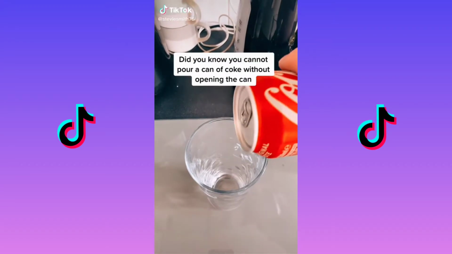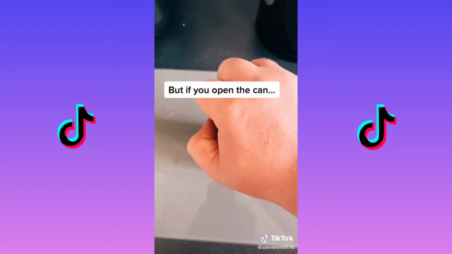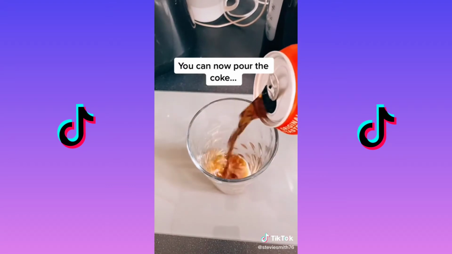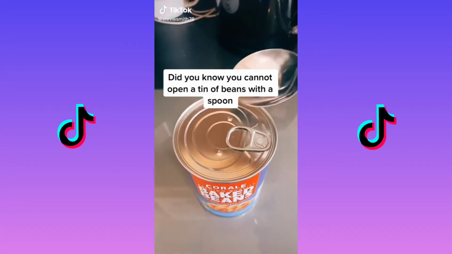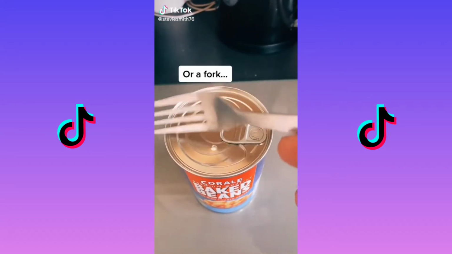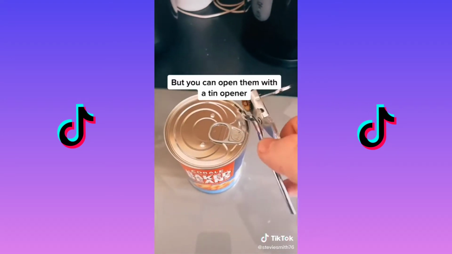Do you know you cannot pour a can of Coke without opening the can? But if you open the can, you can now pour the Coke. This is because I opened the can. Do you know you cannot open a tin of beans with a spoon or a fork? But you can open them with a tin opener.